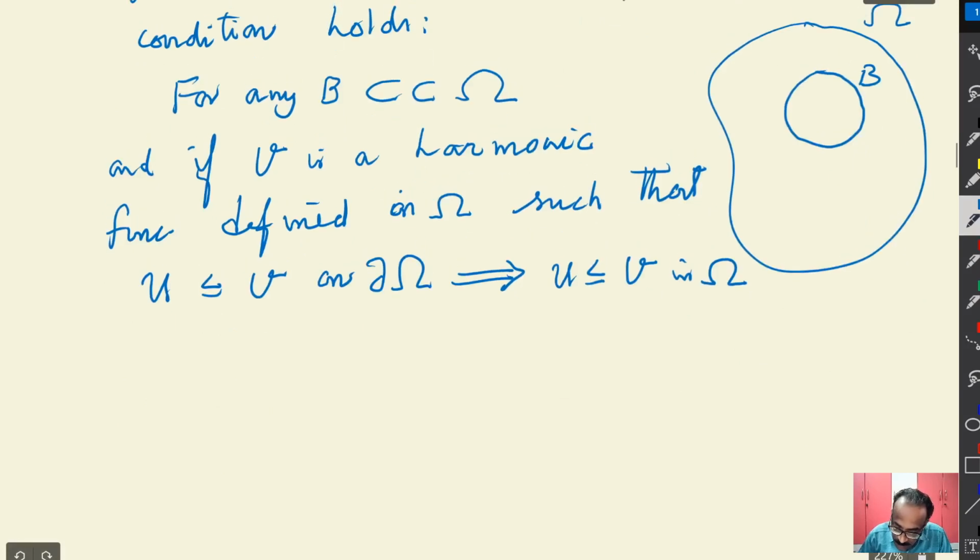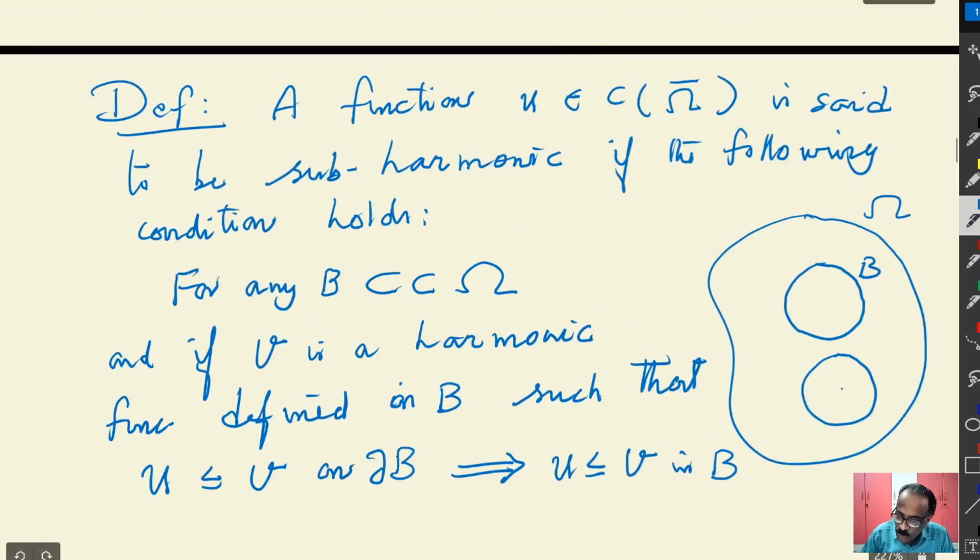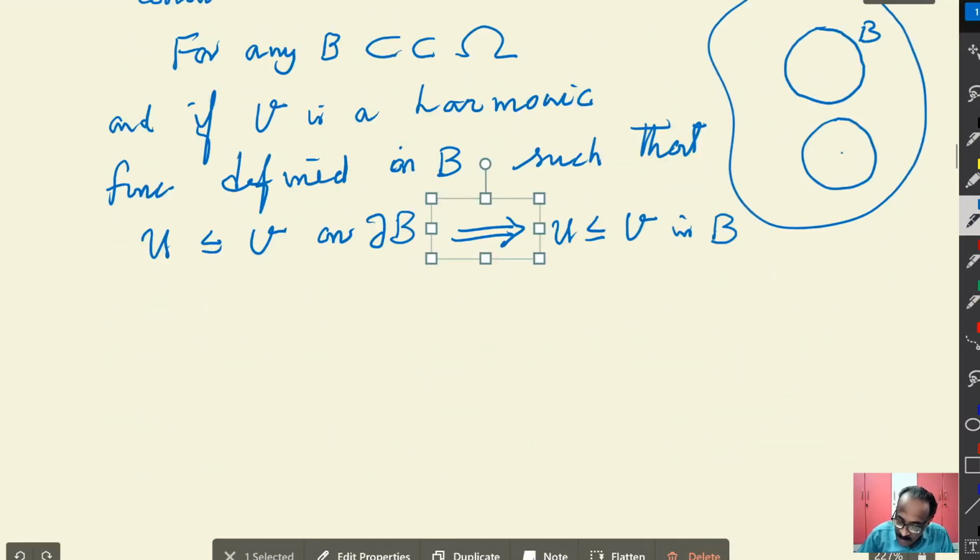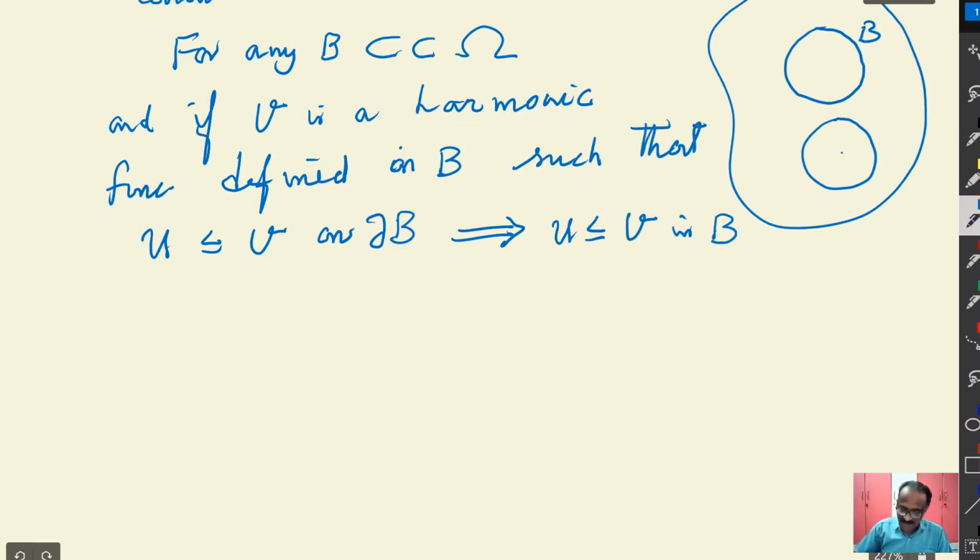Okay, sorry, there is one correction. v is a harmonic function defined on B. This should happen for every B inside omega. If you take another ball, you should satisfy it, because on the boundary of the ball you have this. In fact, you don't even have to assume continuity up to the boundary, because you are working inside. That's more than enough. But eventually in all our problems you will have continuity up to the boundary; for this you don't need it.